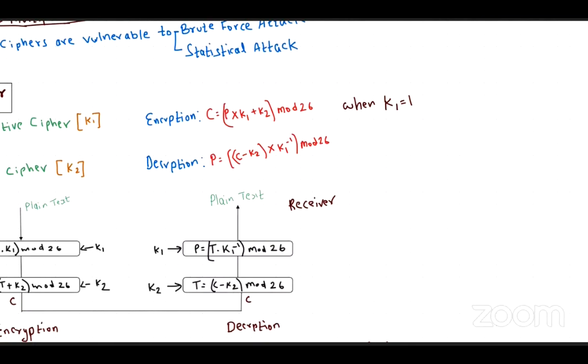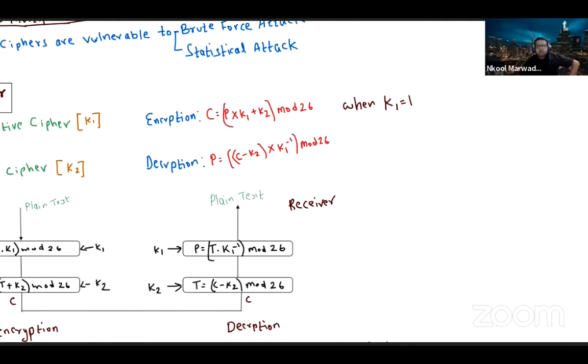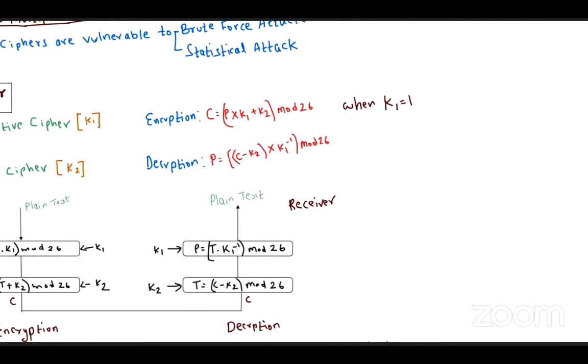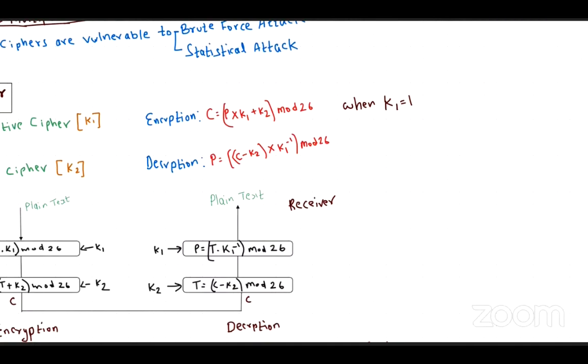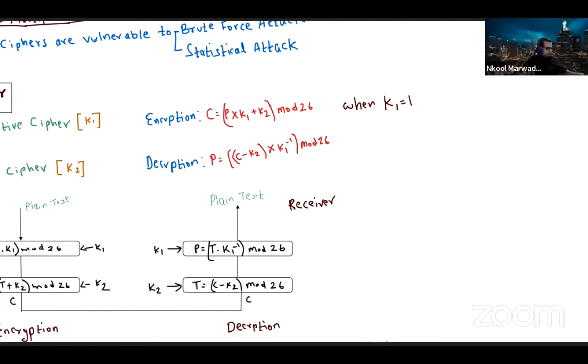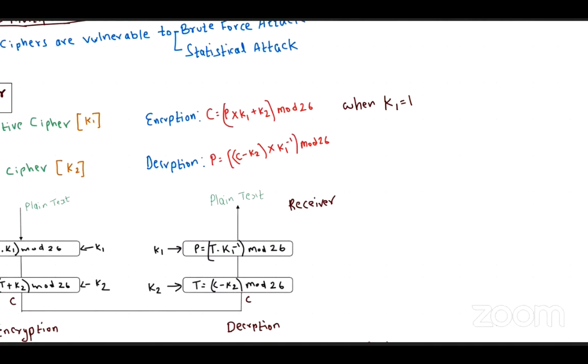In the encryption and decryption formula, put K1 equal to 1 and see what will happen. It's just plaintext plus K2 mod 26, so there is no effect of K1. So it will become similar to which formula? I think the multiplicative, because in that also it's plaintext times key mod 26.